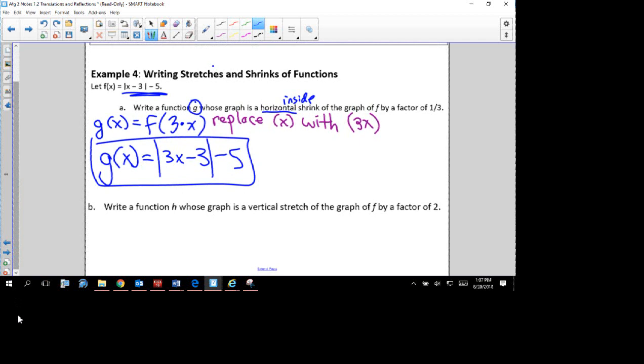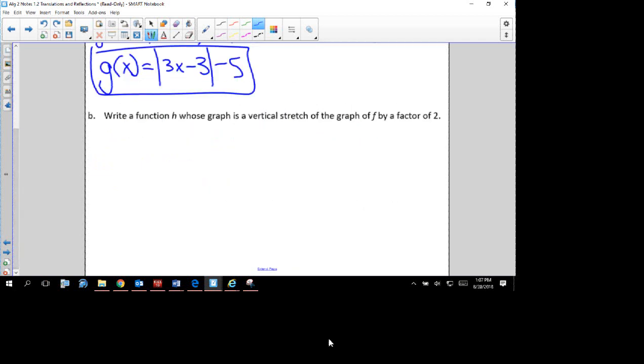So another example. Write a function h whose graph is a vertical stretch of the graph of f by a factor of 2. So what's the name of my function? And then we are talking vertical here. And if it's vertical, it goes on the outside of the function. So this factor is 2. Do I have to change it for vertical? Only for horizontal. So this is vertical. I don't have to change it at all. It's still a factor of 2. And it's going to be multiplied on the outside of f of x. So I'm going to have 2 f of x.